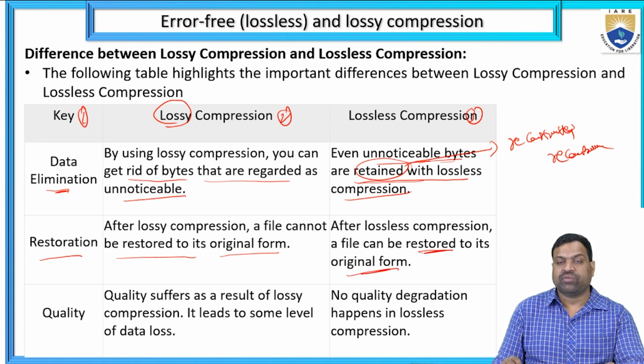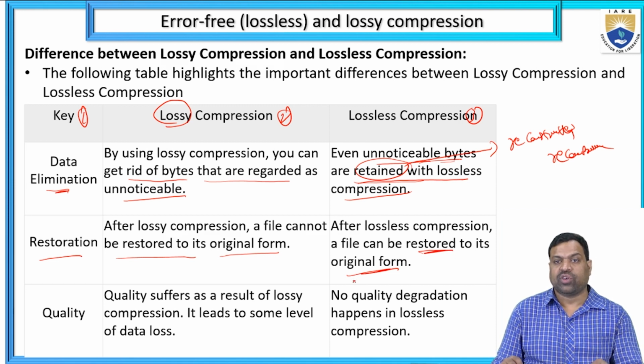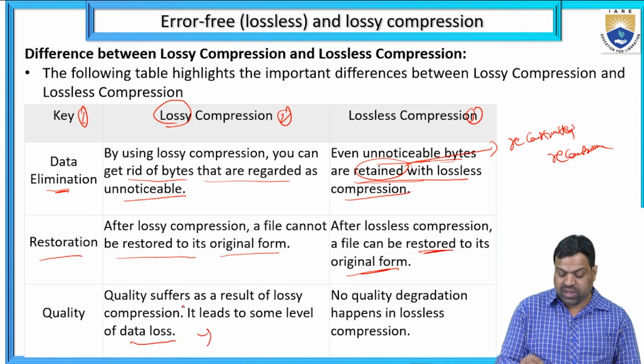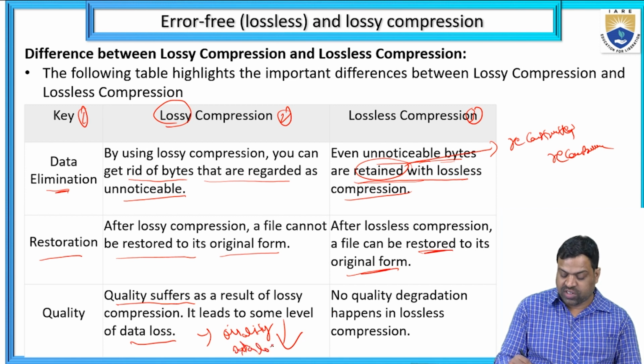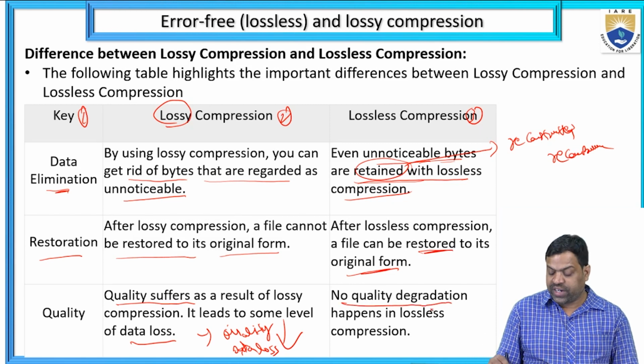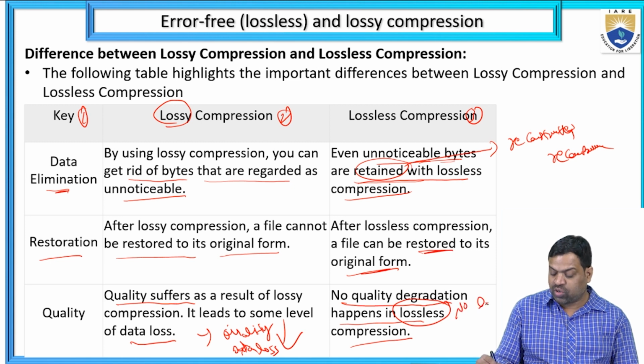And what is the quality of that? When I am going for lossy compression, the quality suffers as a result of lossy compression. It leads to some level of data loss. So the chances are there that the quality is reduced. Why? Because data loss is there now. That is the reason the quality will be decreased. But here, no quality degradation happens in lossless, because lossless means no data loss. So quality is good.